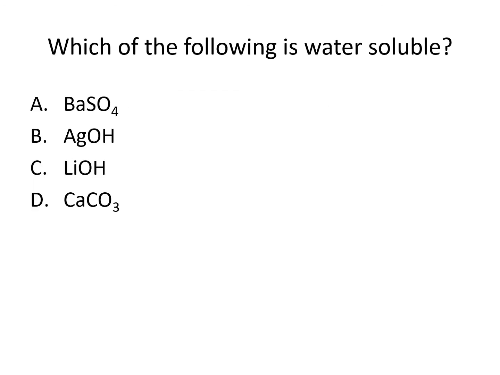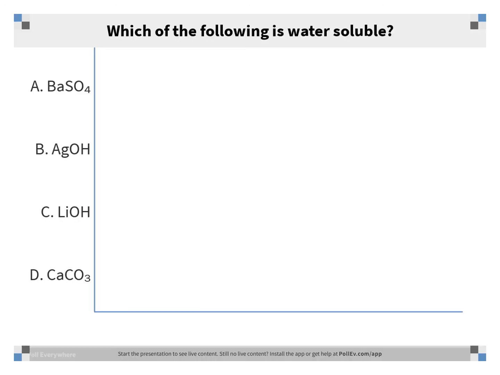Which of the following is water soluble? Is it A, barium sulfate, B, silver hydroxide, C, lithium hydroxide, or D, calcium carbonate? The correct answer is C, lithium hydroxide. The lithium part of it makes it soluble in water. Remember, if it's got an ion from group 1A or the ammonium ion, it's always going to be soluble.